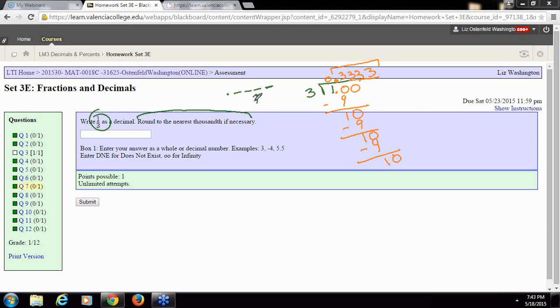But it wants me to round to the nearest thousandth. So tenths, hundredths, thousandths. Is this 3 here going to change this 3? Yes or no? No. So my final answer is going to be 0.333. And notice I'm only writing to the thousandths place. I didn't write past that. Any questions about that one?